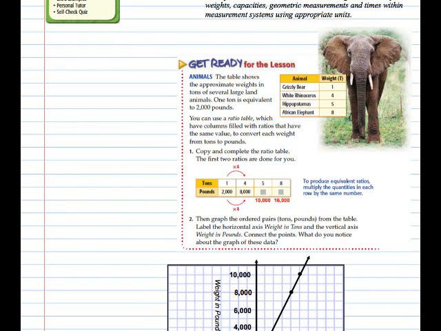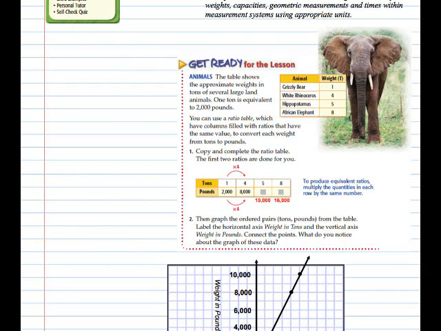To produce equivalent ratios, multiply the quantities in each row by the same number. And you can see from our first 2 examples that we multiplied the number in the first row, which is tons, times 2,000 to get the number in the second row. So 5 times 2,000 is 10,000, 8 times 2,000 is 16,000.